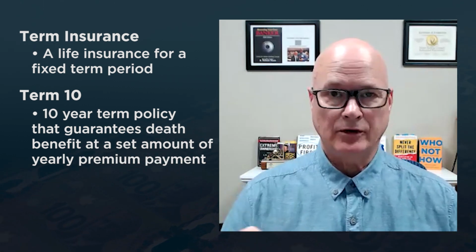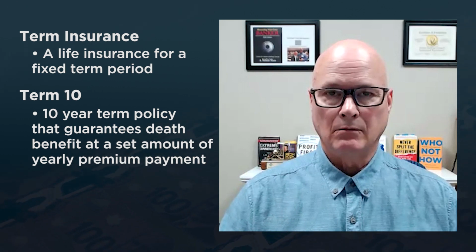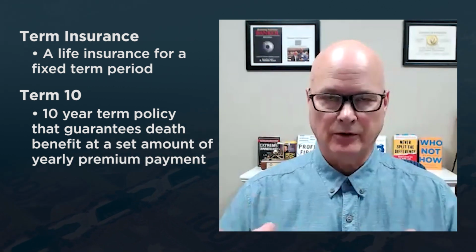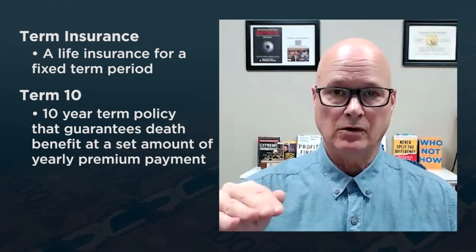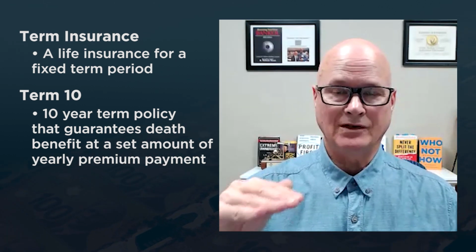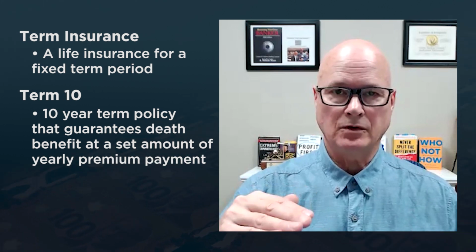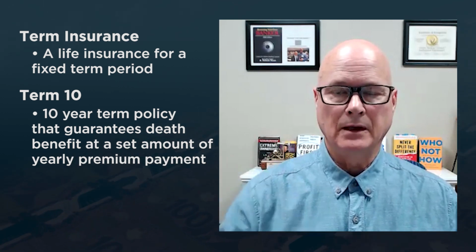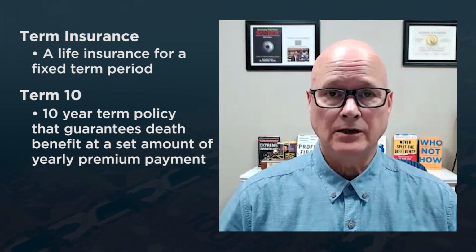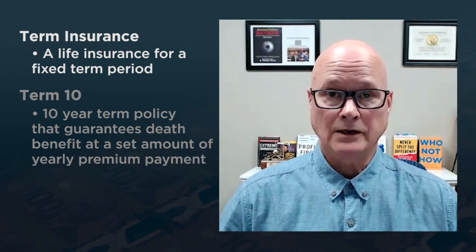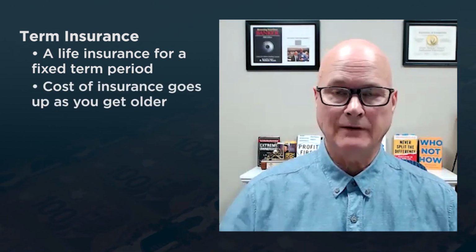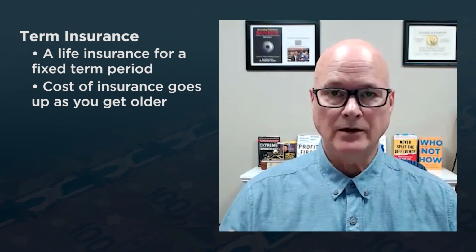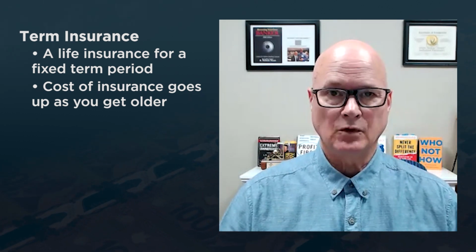Now, as that term comes to an end, most life companies will give you the option to extend it to the next term, another term 10, and the premium will go up because you've aged. So with term insurance, each time you go to a different term, the premium goes up and up. And as you get older, when you get into your 70s and 80s, the cost of insurance goes way up because the life company knows that the probability of you passing away during that term goes up more as you age.